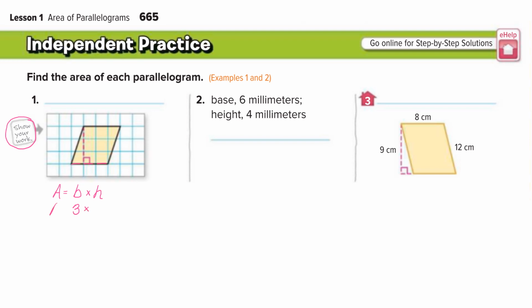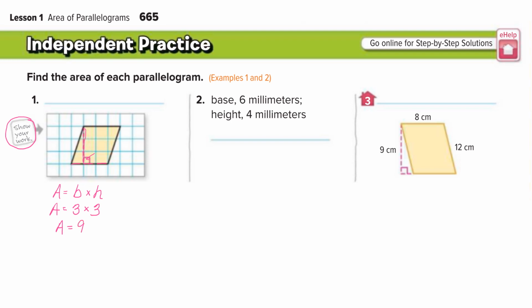times the height. Now the height is always perpendicular to the base. So this is indicated by our dotted line. And we know the dotted line is perpendicular because it has this little box here. So we're going to count up 1, 2, 3. So the height is also 3 units. Area equals 3 times 3, which is 9.